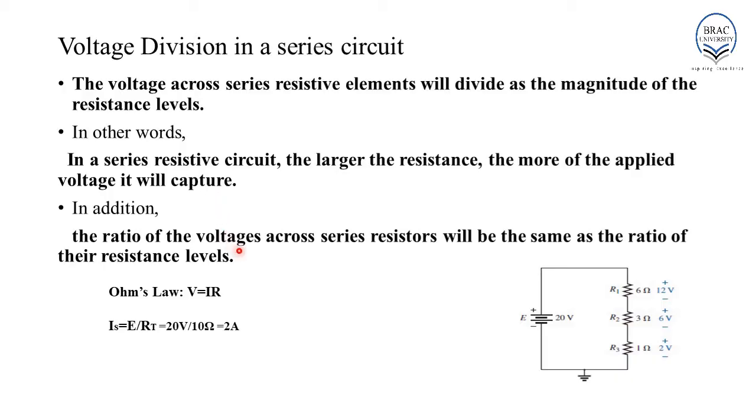In addition, the ratio of the voltages across series resistors will be the same as the ratio of their resistance levels, which means that if R1 has a greater resistance compared to R2, then the potential drop across R1 will be greater than R2.